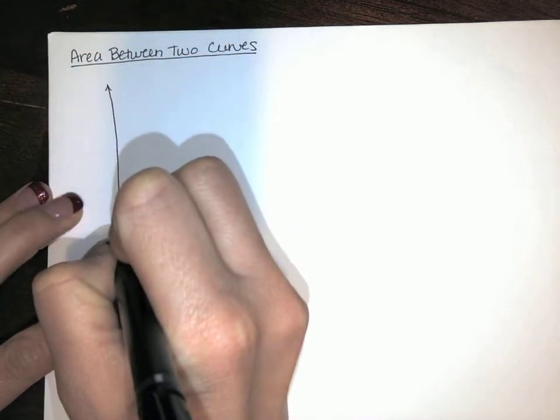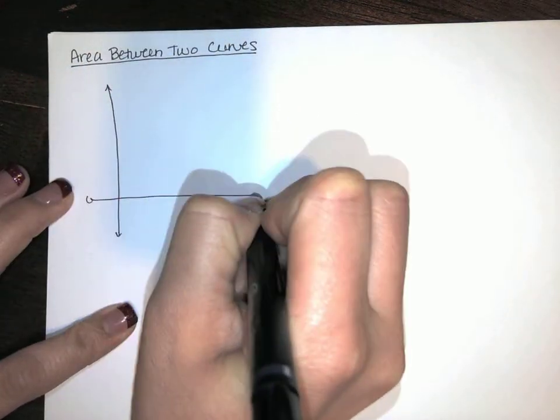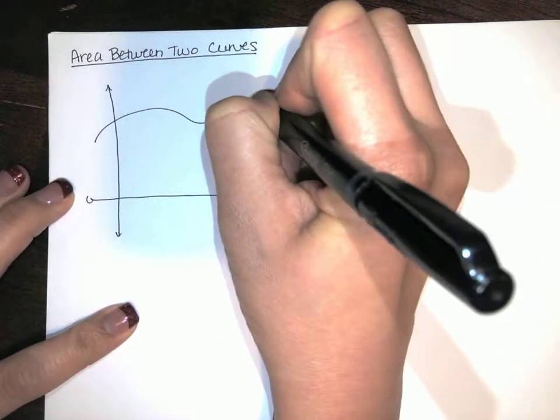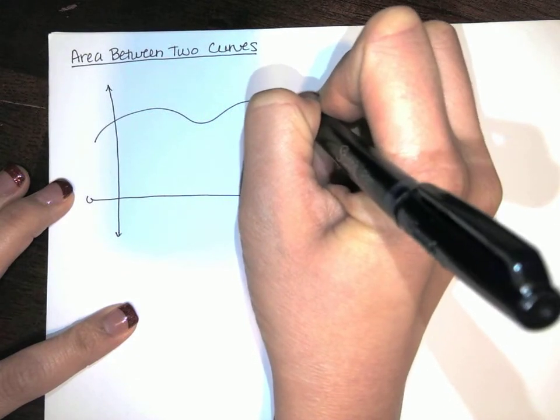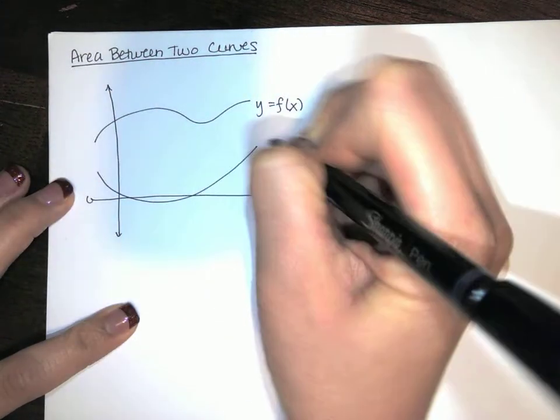In this video, we're going to talk about the area between two curves, and in particular, we're going to look at where the formula comes from. So here's the idea. Let's say you've got two functions. y equals f of x is up here, and y equals g of x is down here.